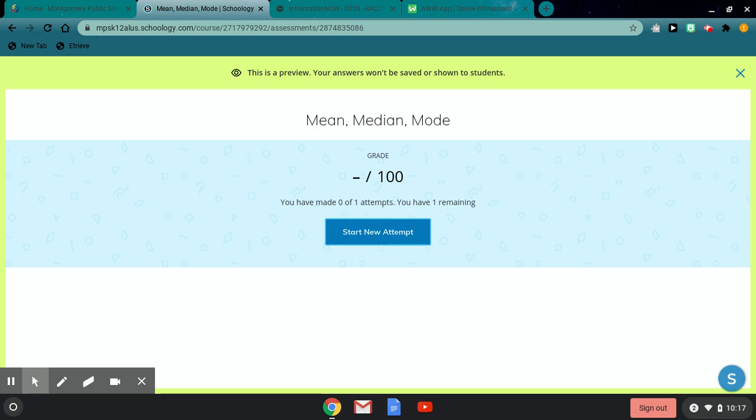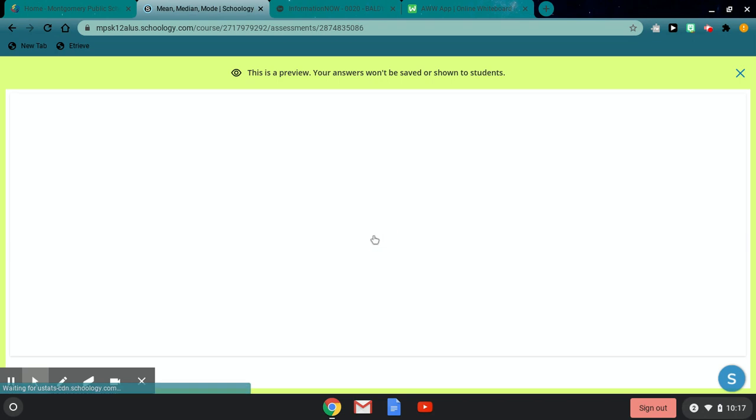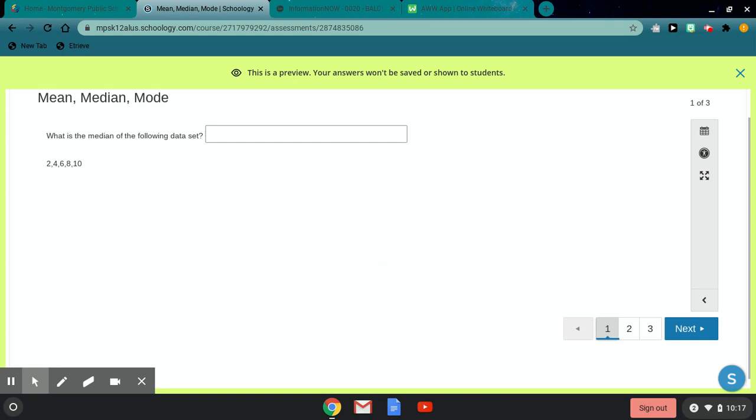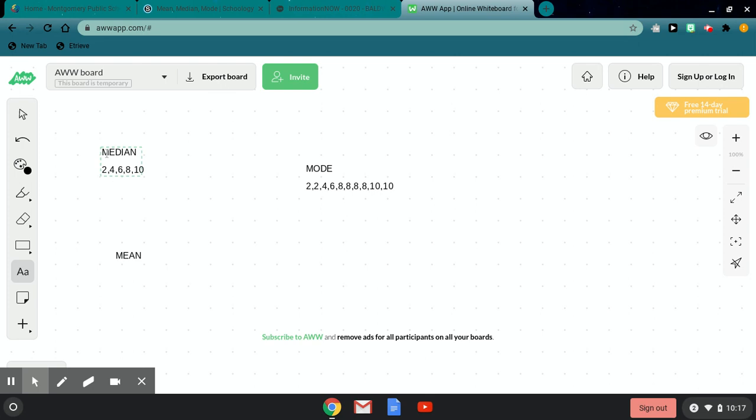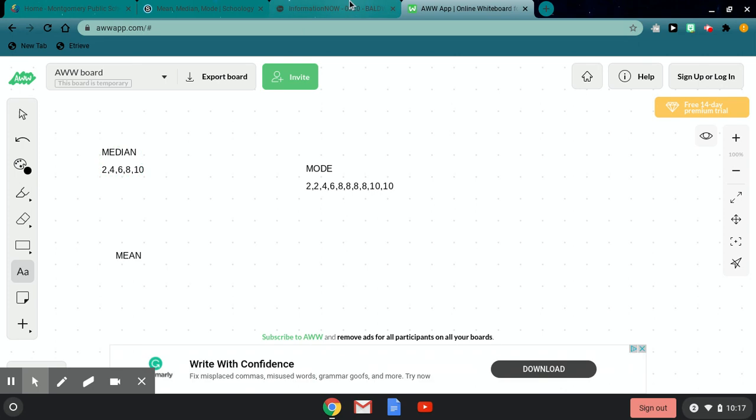I want to be sure that everyone understands correctly how to get the mean, the median, and the mode from a given data set. So I am going to show you guys that by reviewing this assessment that you were supposed to have completed. The first question is, what is the median of the following data set? And then it gives you the data set. 2, 4, 6, 8, and 10 are the numbers that we're working with. So I'm going to move over to my whiteboard, and we're working on the median first for this first question.